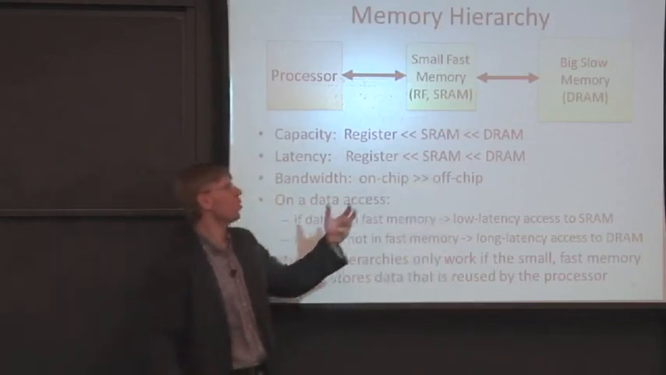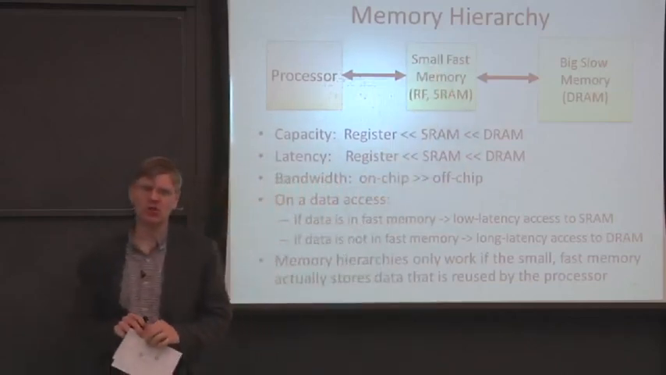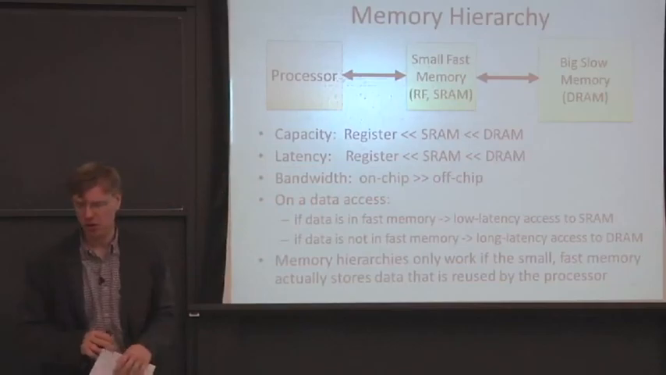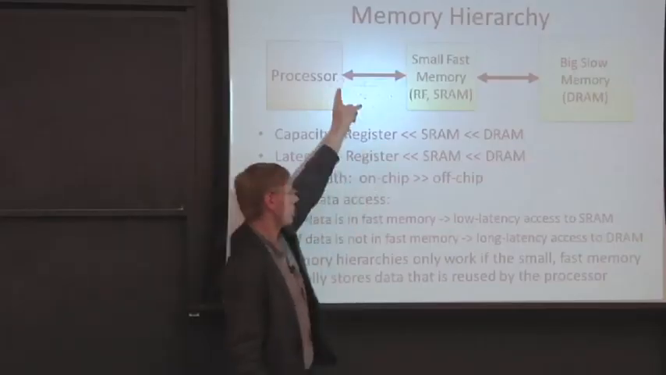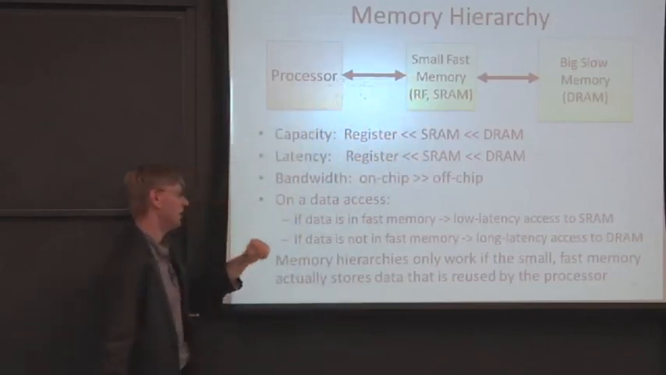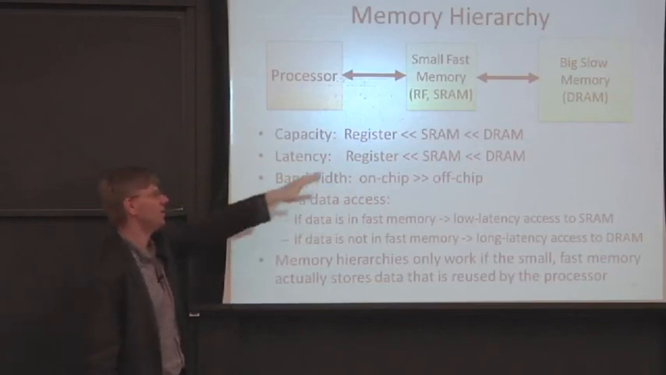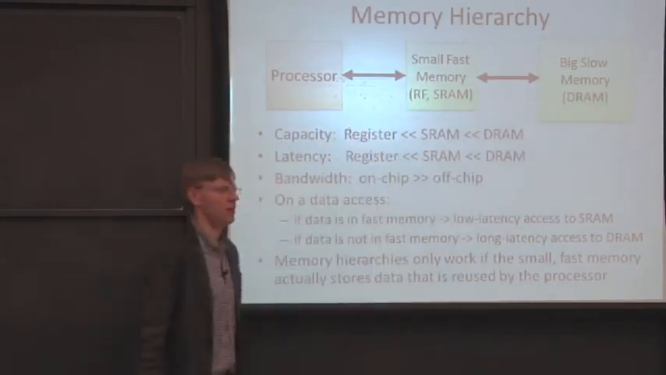And because of this, you're going to want to think about putting small, fast memories close by on chip, where you can store data. OK, so what happens in this memory hierarchy? When we go to access data, if the data is in our fast memory here, we're going to go here, hit in our low latency SRAM, we'll say, and come back. If the data is not in the fast memory, we have to go all the way out to our DRAM and come back.